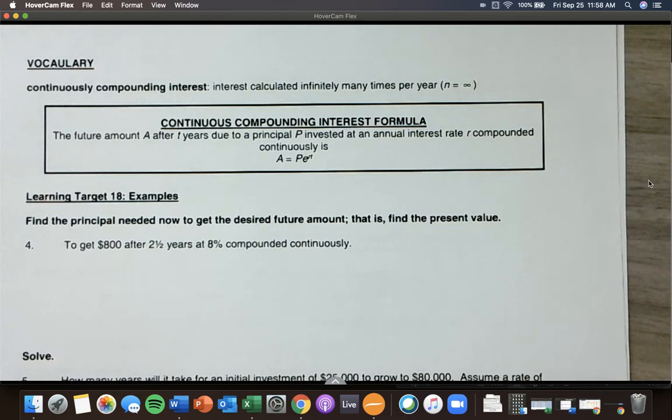n is infinity, right? So there's a different formula we use for this one, and it's A equals P times e to the rt. So we've seen e a few times now. This is one of the equations where e really comes in handy, right?